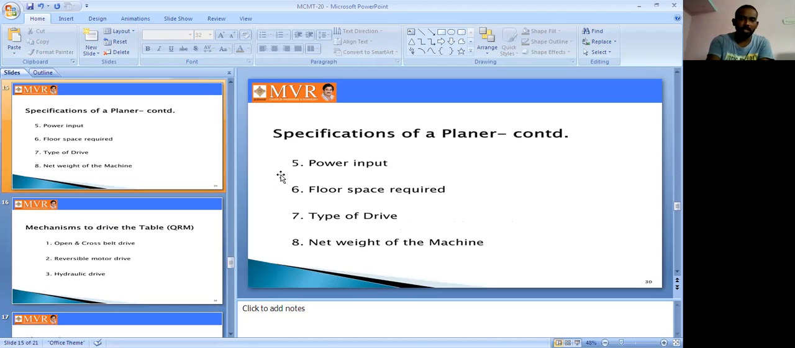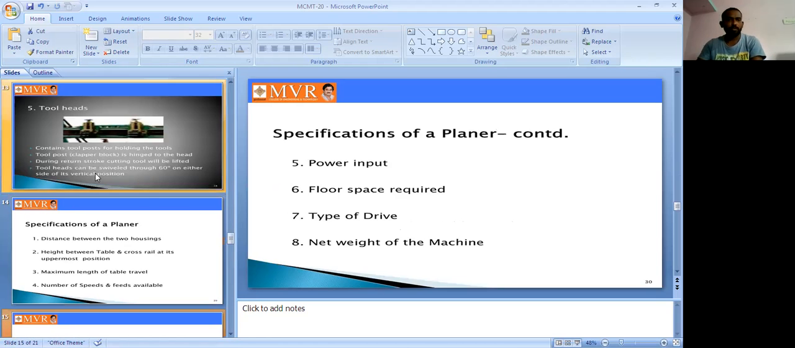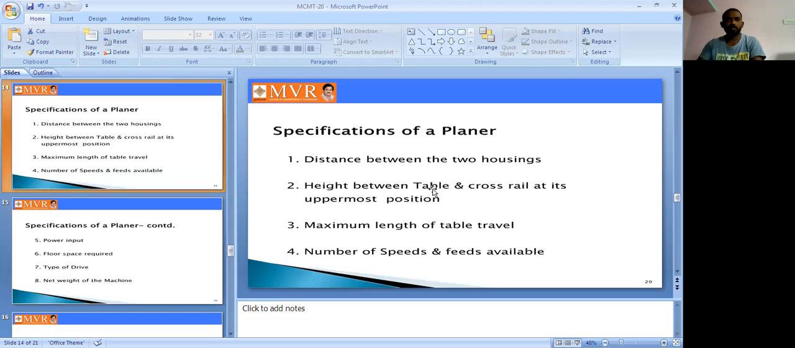Specifications of the planing machine. So see here, specifications. What are the important specifications? First of all, the distance between the two housings. The distance between the two housings is nothing but the requirement of the planing machine.